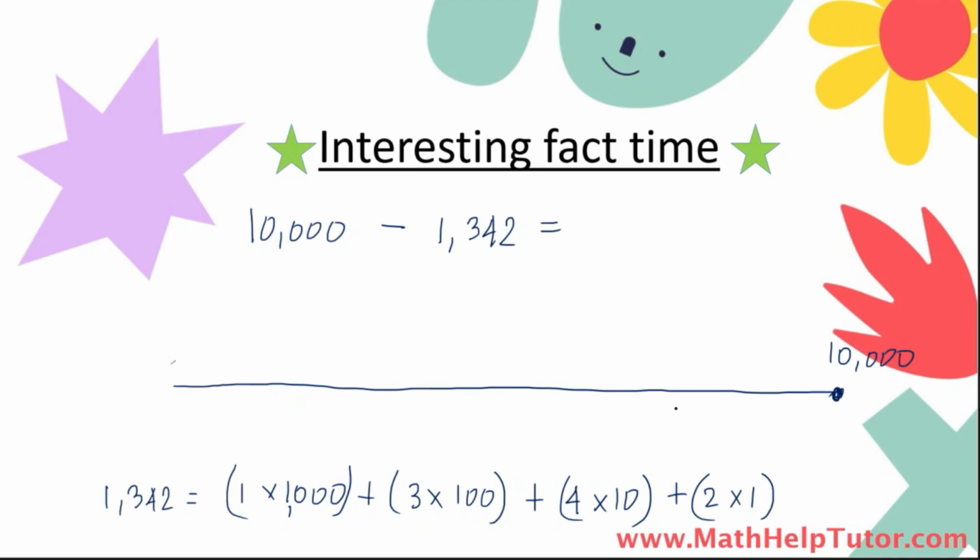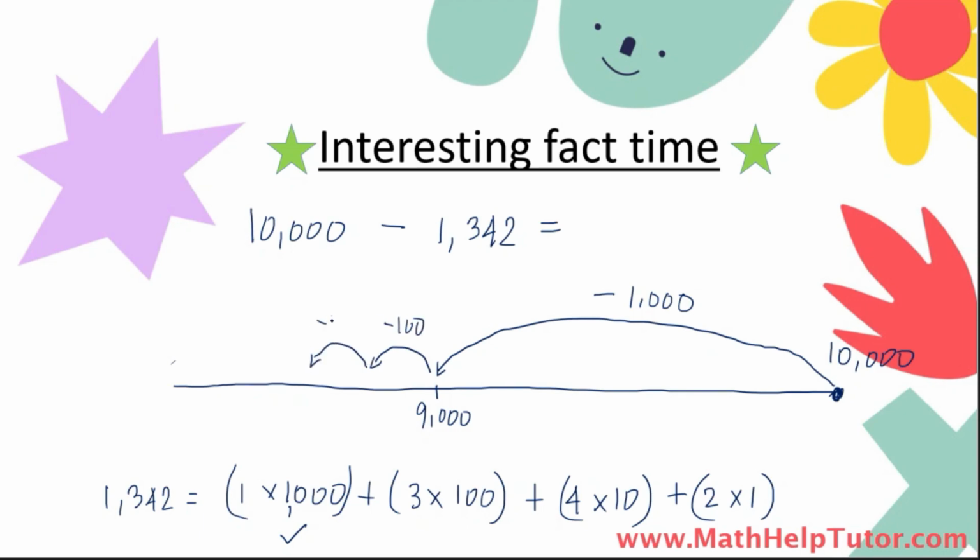So let's skip count and subtract this number from 10,000. Okay, so let's skip count by 1,000. Yeah, it's a huge jump here. That's minus 1,000. So we're done with the thousands place. So our number now becomes 9,000. Next, we're going to subtract 3 100s. Okay, so that's 1 100, another 100, and then another 100.